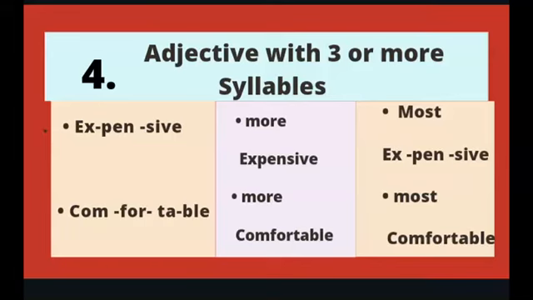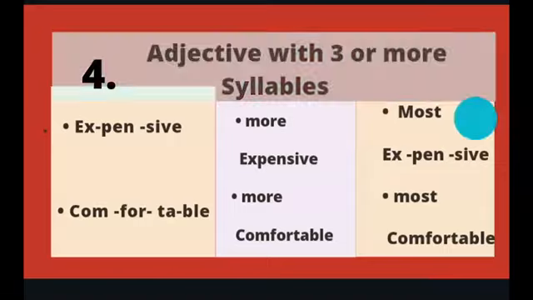Similarly, comfortable. You can see there are 4 syllables there. To get the comparative degree, we have more comfortable, and superlative form would be most comfortable. So I hope you have understood. Expensive, more expensive, most expensive. Comfortable, more comfortable, most comfortable.